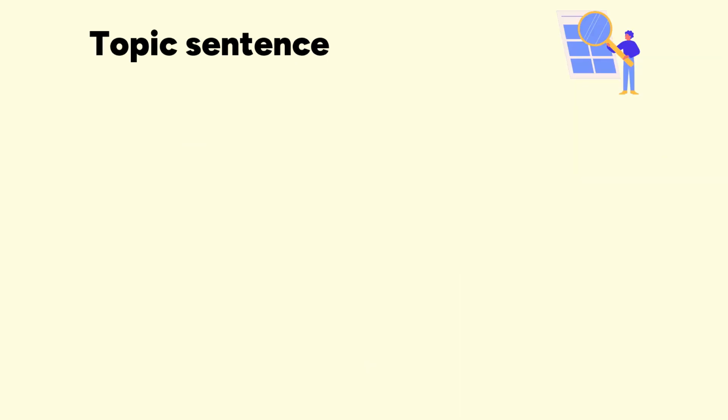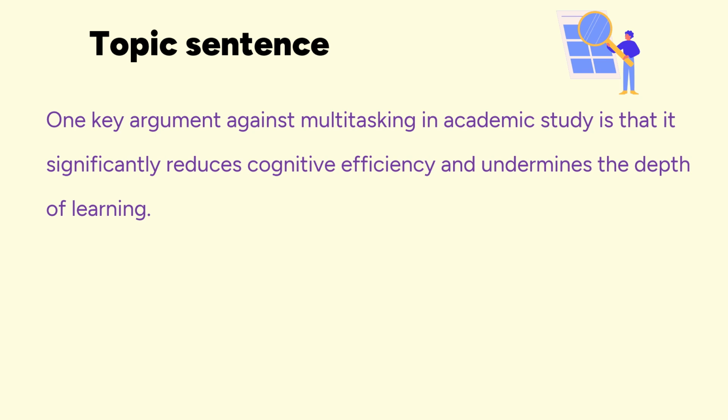Did you identify the topic sentence? Here it is. This sentence tells us what the paragraph is going to be about. In this case, reduced cognitive efficiency and lack of deep learning. So the reader's expecting a focus on the impact of multitasking on brain efficiency and deep learning. They would not expect anything else. The stress that multitasking may cause might be an interesting point, but that needs to be in a new paragraph.